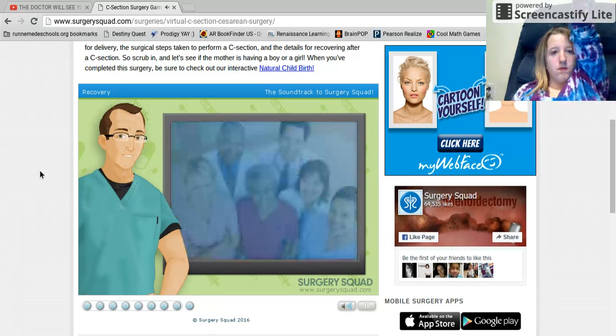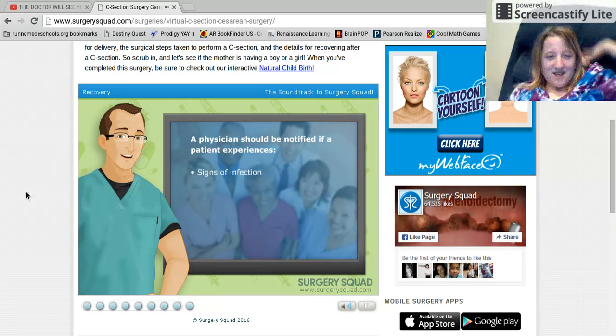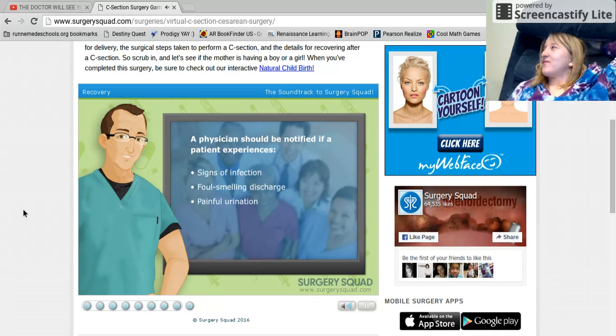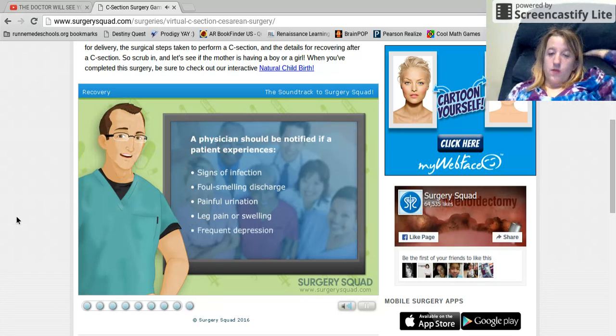Our patient will need to contact her physician if she experiences any signs of infection, foul-smelling discharge, painful urination, leg pain or swelling. It is also highly recommended that she contact her physician if she is frequently depressed, as this may be a sign of postpartum depression.